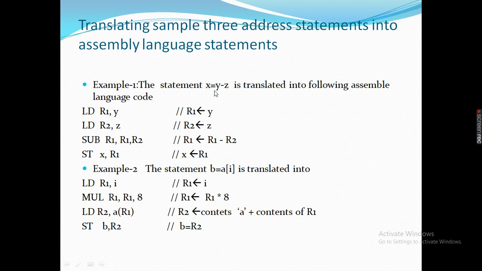Suppose this three address instruction is given as input to the code generator. The code generator produces these 4 instructions as the output. First, we load the value of y into register R1. For that we select the LD instruction, LD R1 comma y. The value of y will be loaded into register R1.